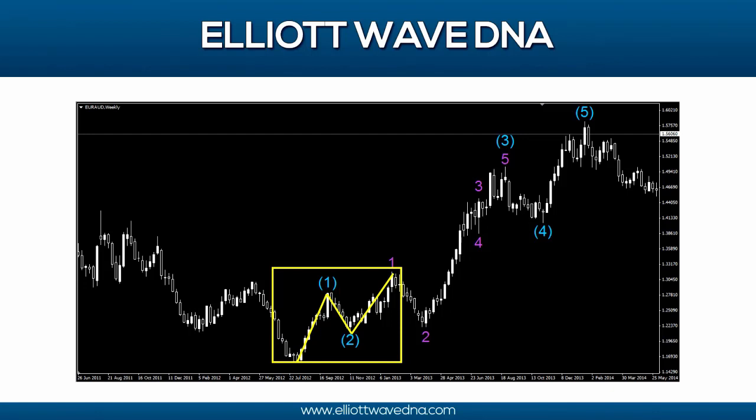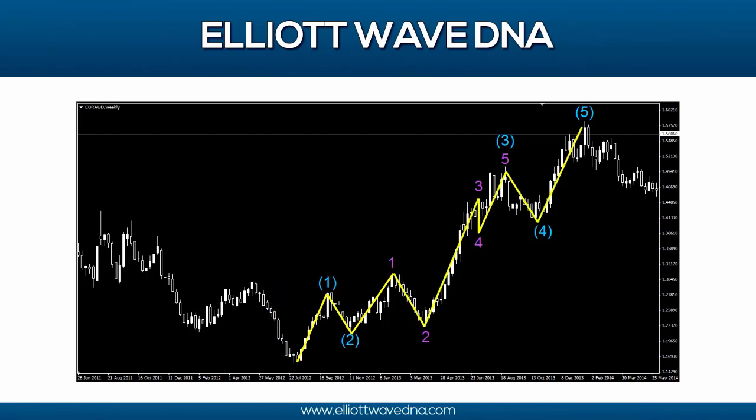But if you start counting how many waves you have in wave 1, you would get only 3 waves, and that's not according to the rules. Wave 1 needs to have 5 smaller waves, and over here we have 3.